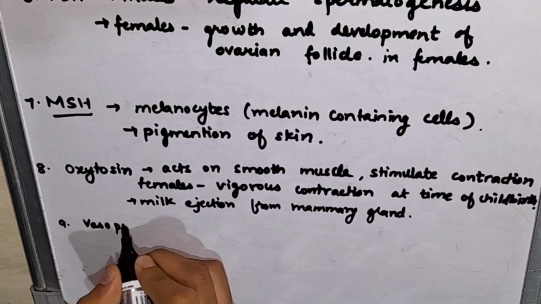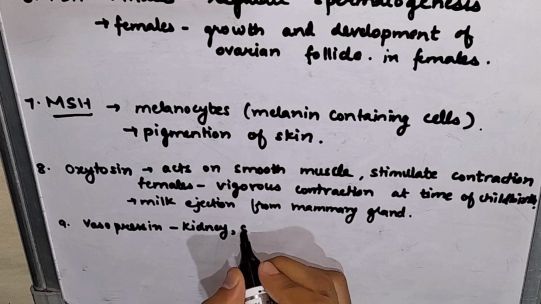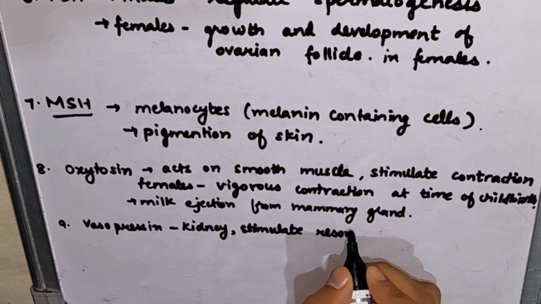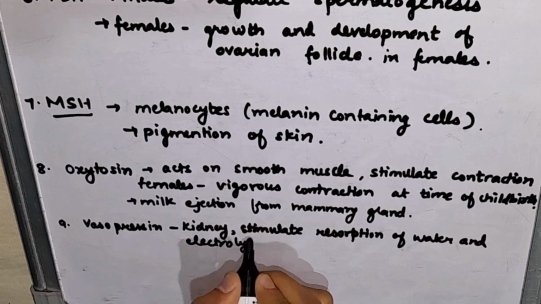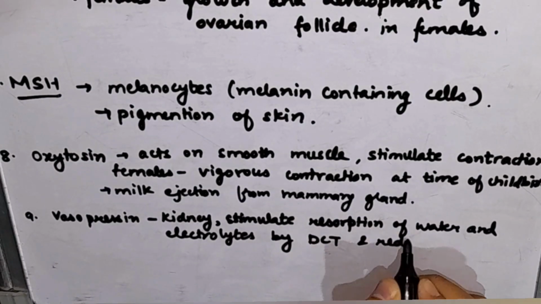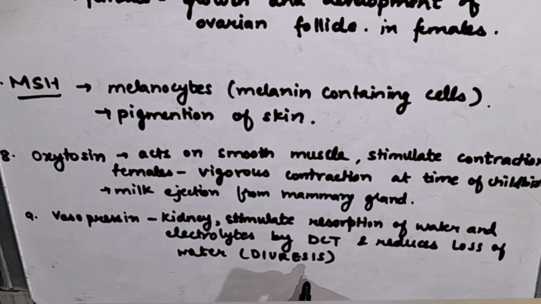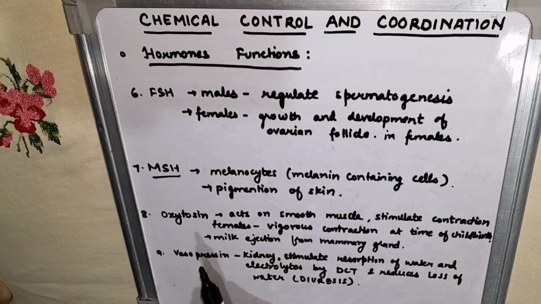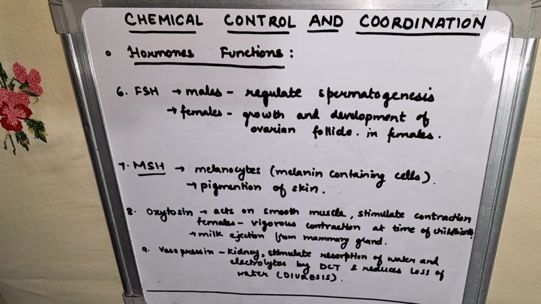Next hormone is vasopressin. Main function of vasopressin is in the kidney, where it will stimulate the reabsorption of water and electrolytes by the distal convoluted tubules and reduce the loss of water, which we also call diuresis. So the functions of all hormones of pituitary gland are complete here.